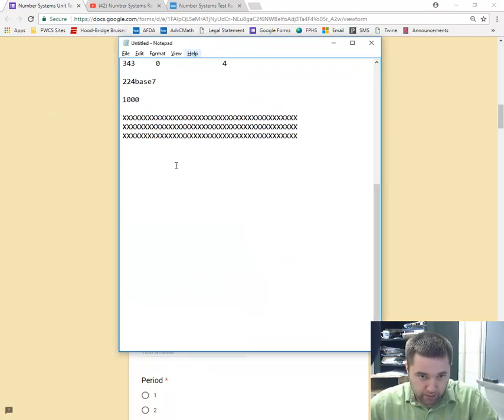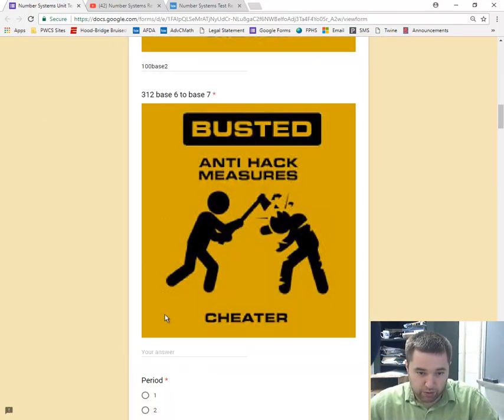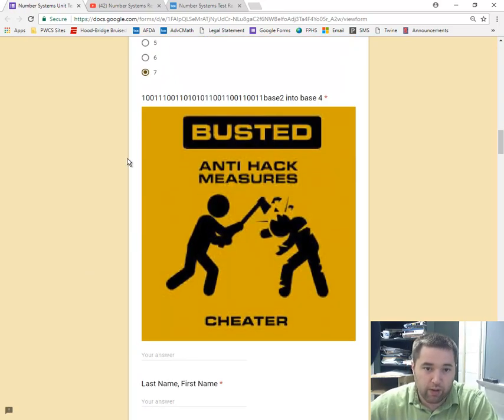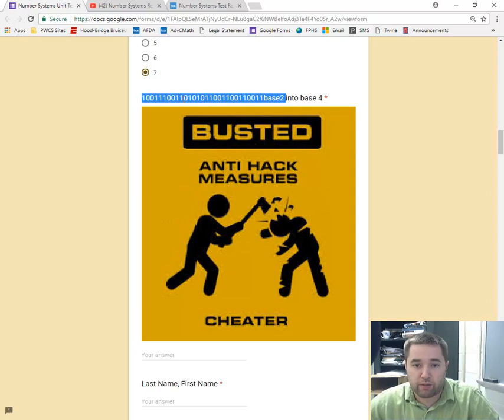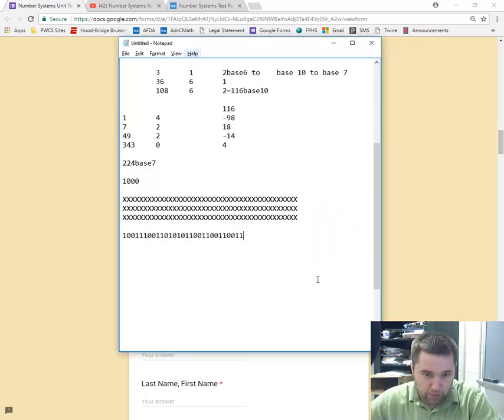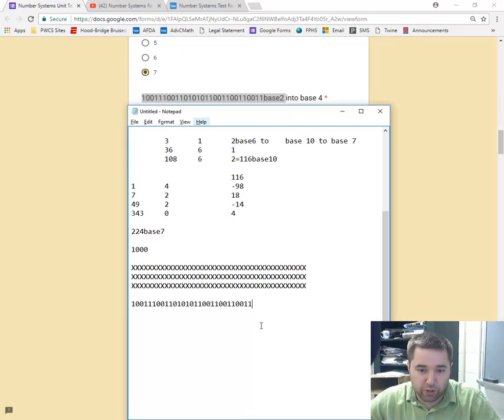I gotta copy the answer. So I Control C, Control V, period, I'm gonna put 7 because no one's period 7. Next one, copy, double click, copy, put it into paste, and I'm going to delete base 2. And now we want to make it so I can see the question. Base 2 into base 4, which means every 2 digits. So I'm hitting left 3 times and then space is the fastest way to do it.